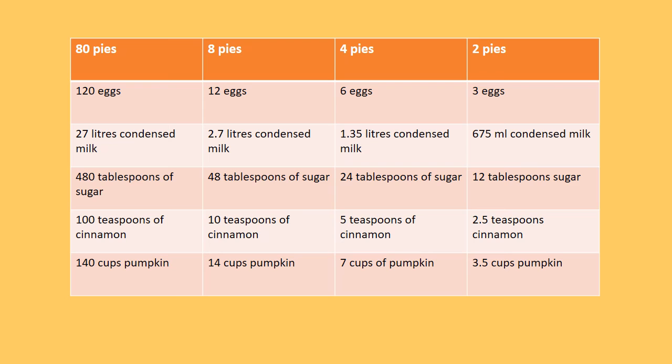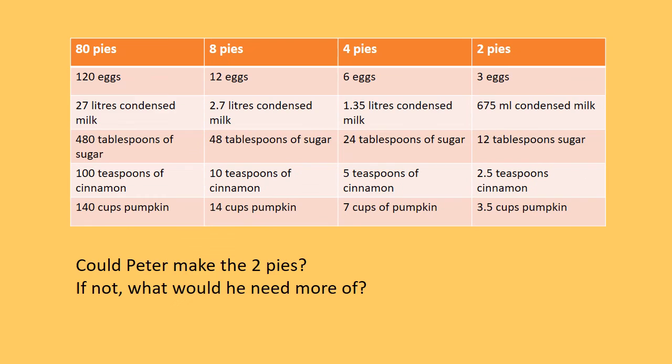12 tablespoons of sugar. Again, for the cinnamon, you're going to need to use a half, a fraction or a decimal. So instead of 5 teaspoons of cinnamon, it's 2.5 teaspoons of cinnamon. And for the pumpkin, it's 3.5 cups of pumpkin. So to finish work on the problem, you need to have a think about whether Peter could make his 2 pies, and if not, what he'd need more of.